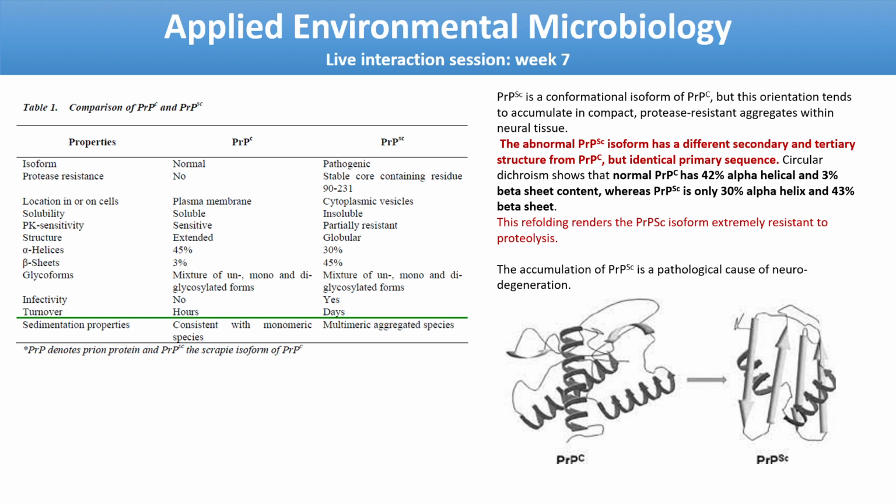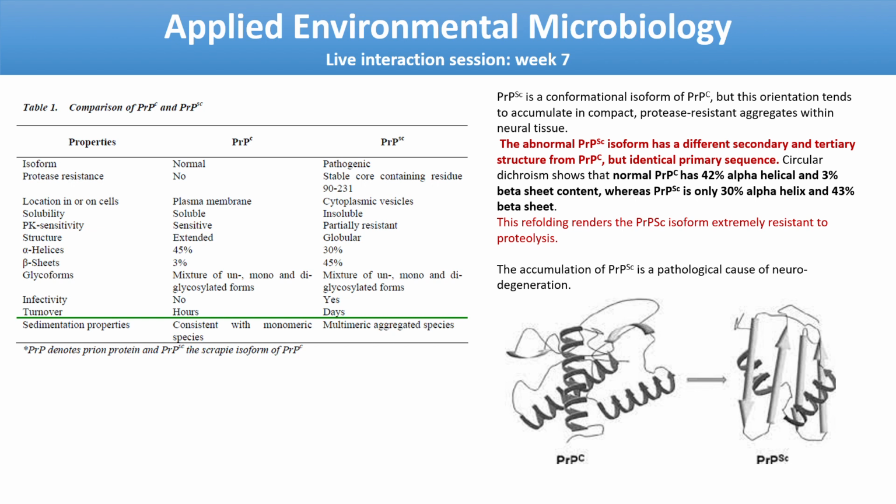Now this PrPSc is detrimental if produced in humans because it can be responsible for several neurodegenerative disorders. And why so? Because both of them have different structures. As I said, PrPSc is an isoform, that is, it is a conformational isoform of PrPC, but the orientation is different. So what is the abnormality in PrPSc?